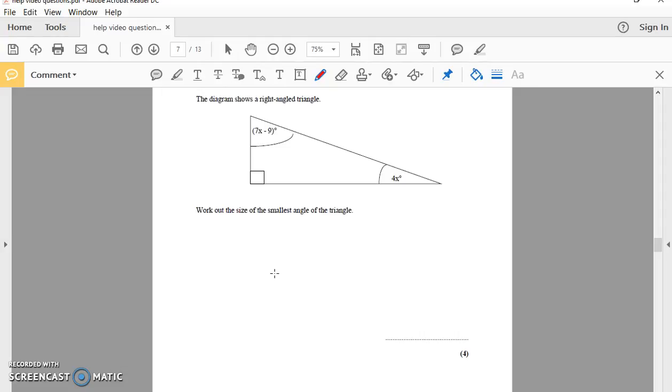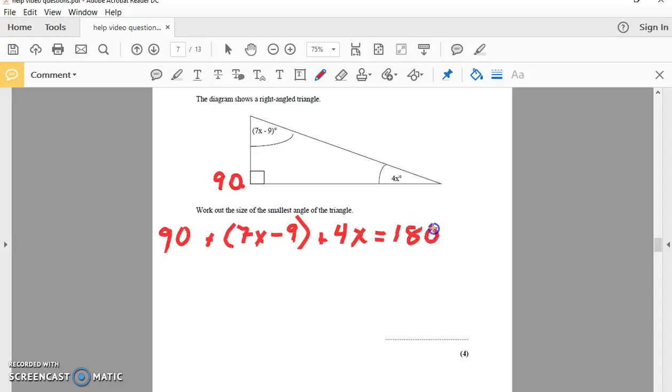So we have a triangle. Now we know that one of these angles right here is 90 degrees. Okay? We also know that all three of those angles are going to add to 180. So the first thing I'm going to do is I'm going to know that I need to solve an algebraic equation. So I know that my algebraic equation is going to equal 180. So I'm going to start with the angle that I know. Then I've got my second angle here, so 7x minus 9 plus 4x. And that all added together equals 180.